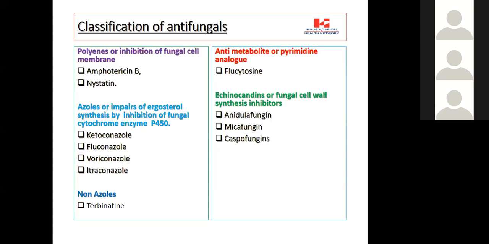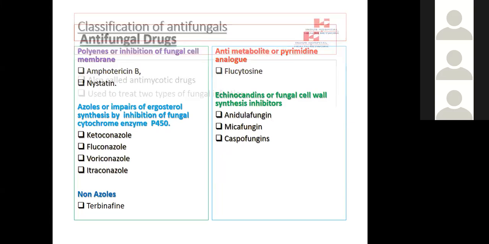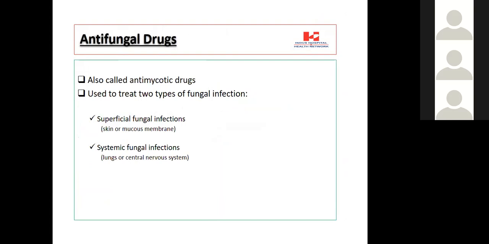Echinocandins are the latest and newest class of antifungal. They act as fungal cell wall synthesis inhibitors. We have examples like caspofungin, micafungin, and anidulafungin. Antifungals, also usually known as antimycotic drugs, are used to treat two types of fungal infections: superficial infections and systemic fungal infections.